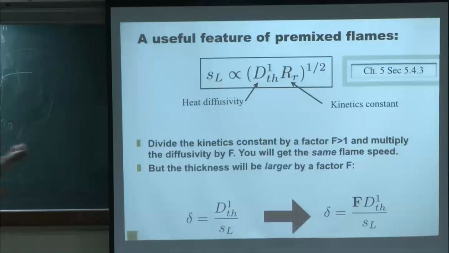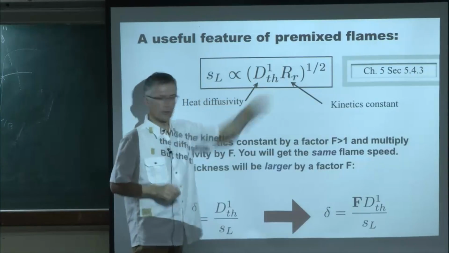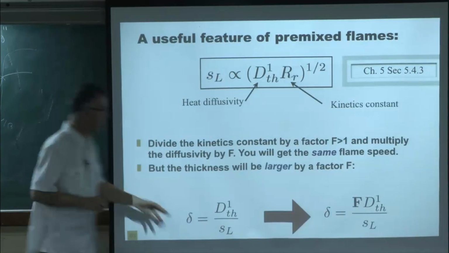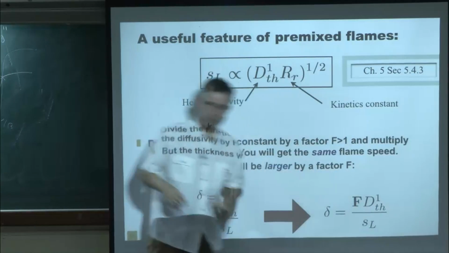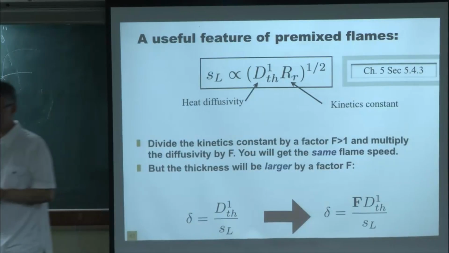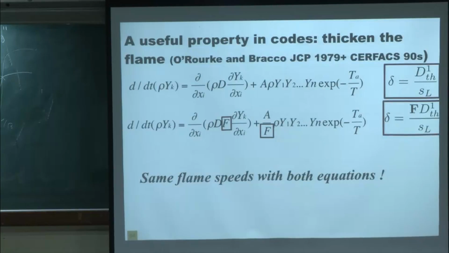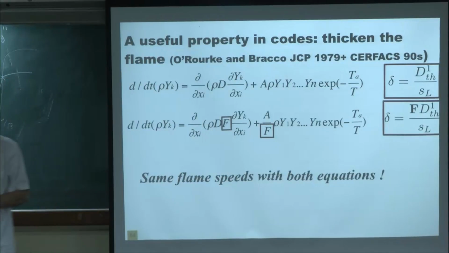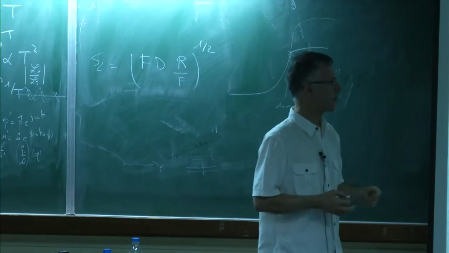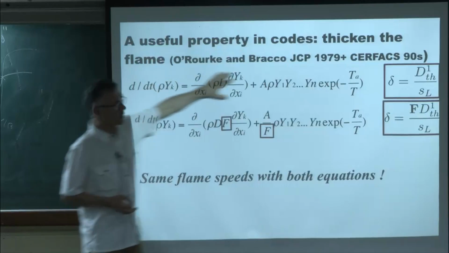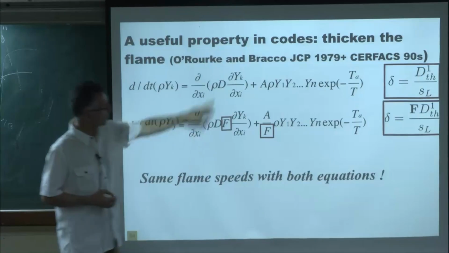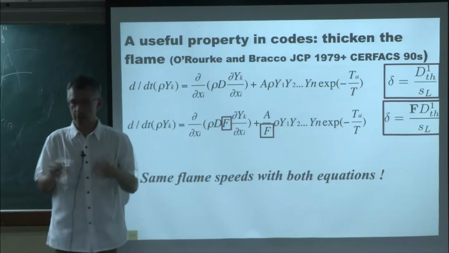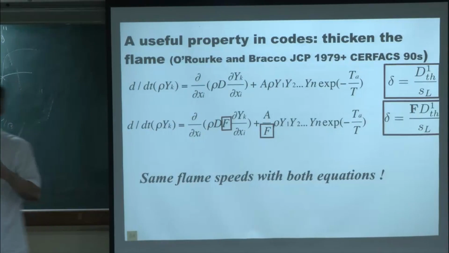But if you do that, if you multiply the diffusivity by F and you divide the reaction rate by F, then the flame thickness here, which is d over SL, will become Fd over SL. So the thickness will be more. That gives you a useful property, which was actually proposed a long time ago, again by this guy, O'Rourke. O'Rourke was really a genius, and he didn't have a big computer at that time, but he said, well, if I take my original equation for a flame, and I multiply d by f, and I divide the pre-exponential constant by f, I will have the same flame speed. It will propagate at the same speed, but it will be much thicker.